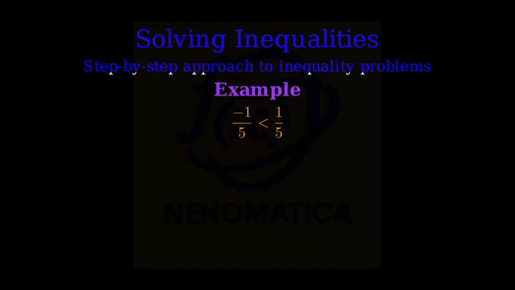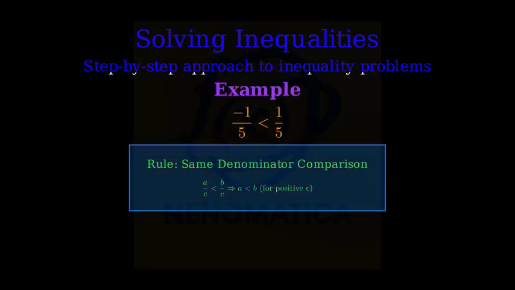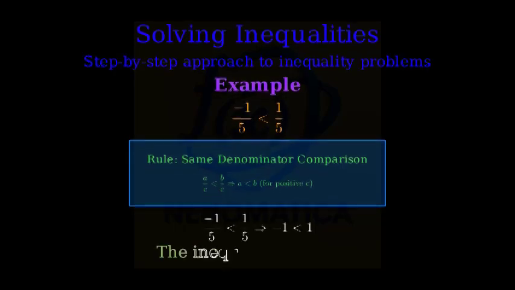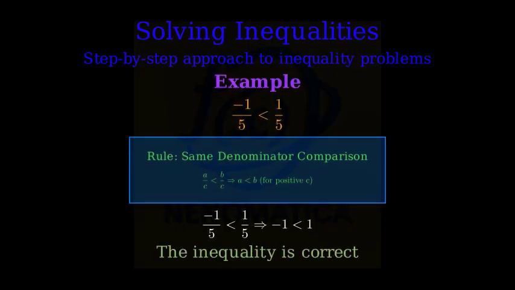To solve this inequality, we'll apply the basic inequality rules. When we have the same denominator, we can directly compare the numerators. So we have -1 is less than 1. Since -1 is indeed less than +1, this inequality is correct. Now, let's move to our second example.